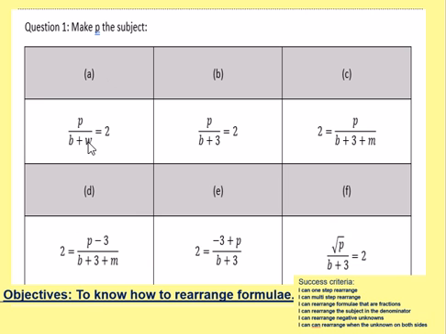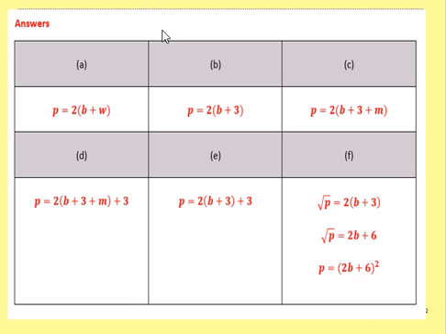So on the board there are 6 questions. You're making P the subject. So remember, if you're dividing by something, times by that. And if you're multiplying by something, divide by that. Please make P the subject in each one of these. Pause the video for 10 minutes and work through those 6 questions. Be ready with the green pen to mark afterwards. So here are your 6 answers. Please mark in green pen.